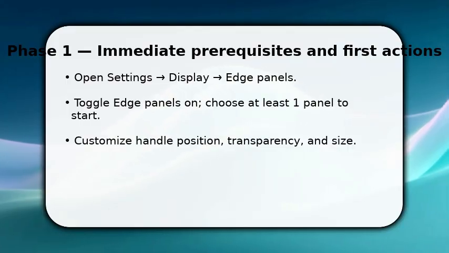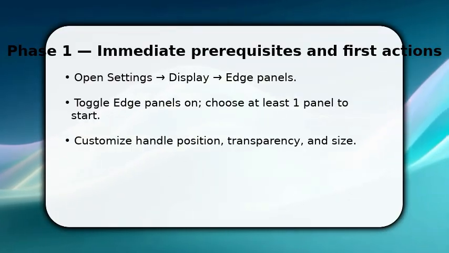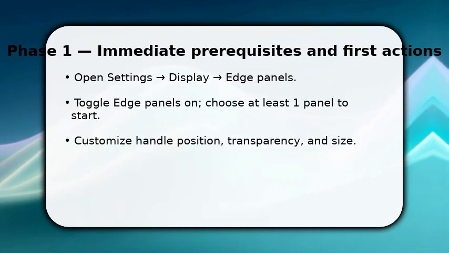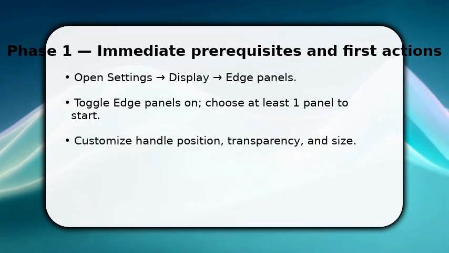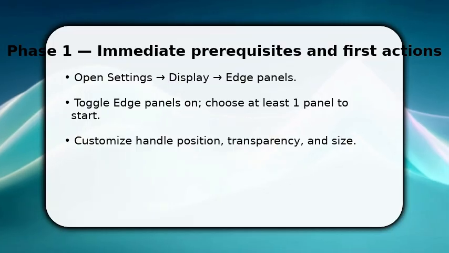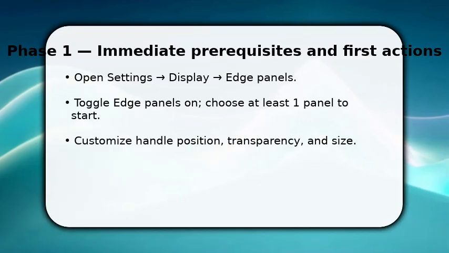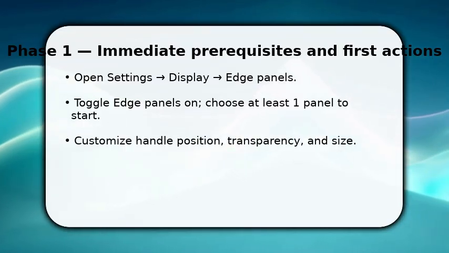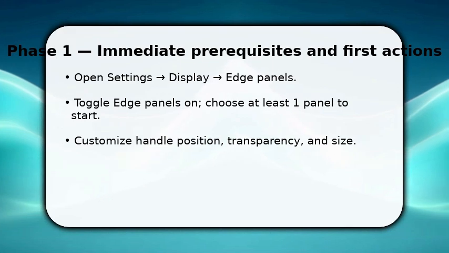You start by enabling the Edge panel so it exists when you need it. Go to Settings, then Display, then Edge Panels, toggle it on. Pick at least one built-in panel to avoid an empty drawer. Next, adjust the handle position on the screen edge top, middle, or bottom so it's reachable with your thumb. Once done, set handle transparency and width to reduce distraction. These first steps create a responsive, comfortable entry point for the more advanced customization that follows.